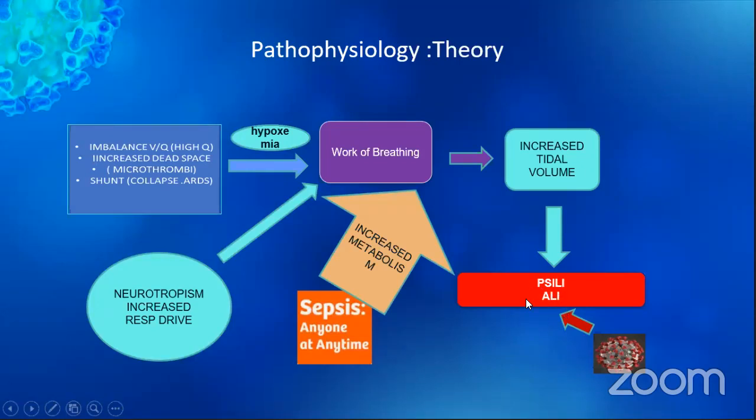The other is direct lung injury by COVID-19 itself. As I mentioned, it enters the cell, increases permeability, and damages the lungs. So this is acute lung injury. These two factors affect the lungs.